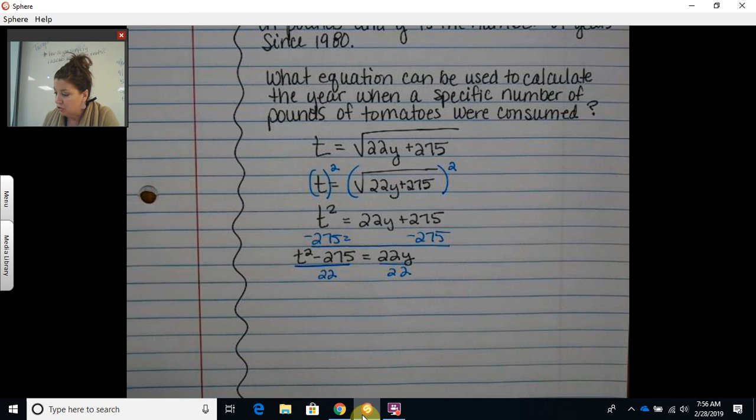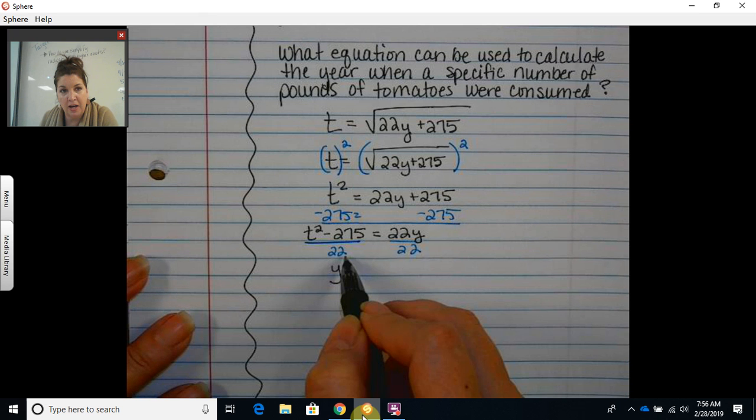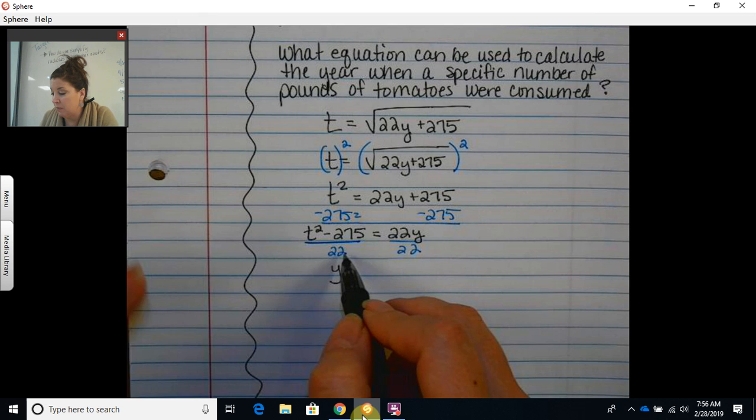So now that my y is isolated, I like to put my isolated variable on the left. On the right, I can't simplify anything. 275 does not divide by 22 evenly. If it did, I would probably separate those and divide that, but it doesn't.